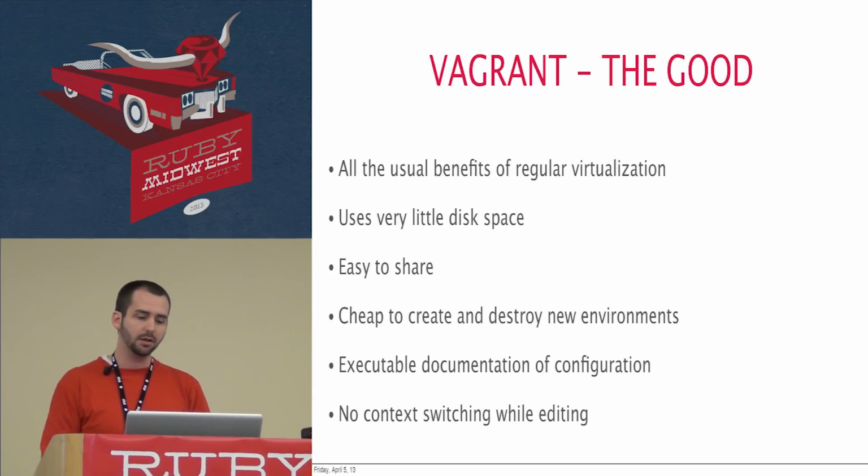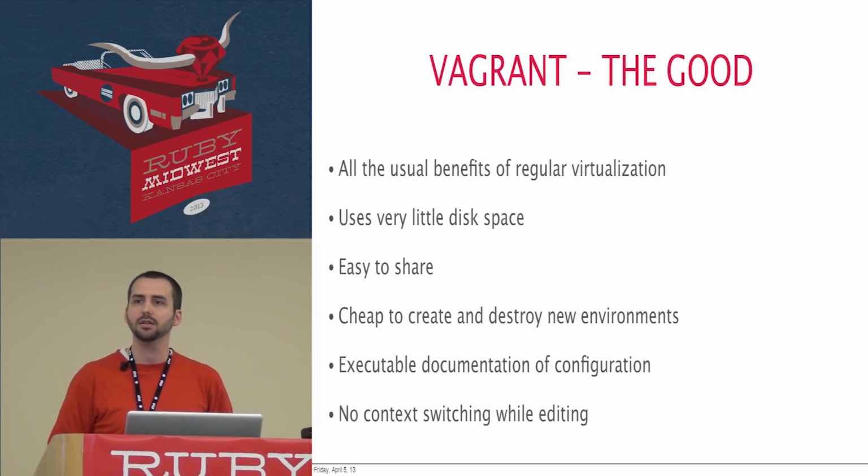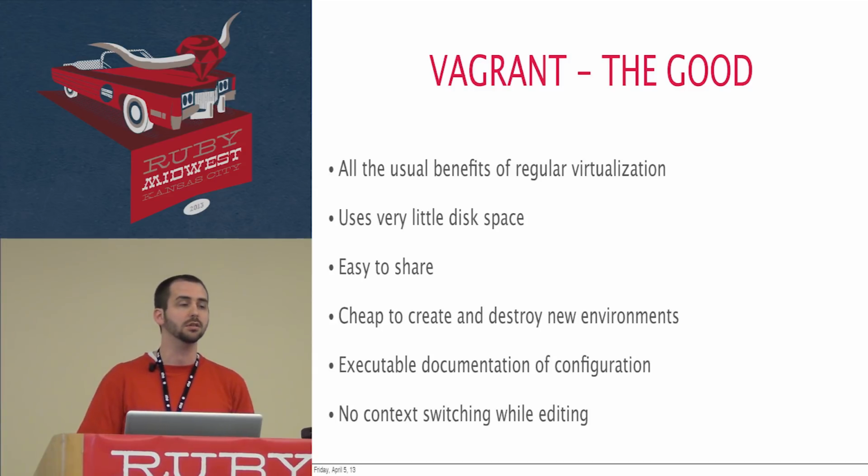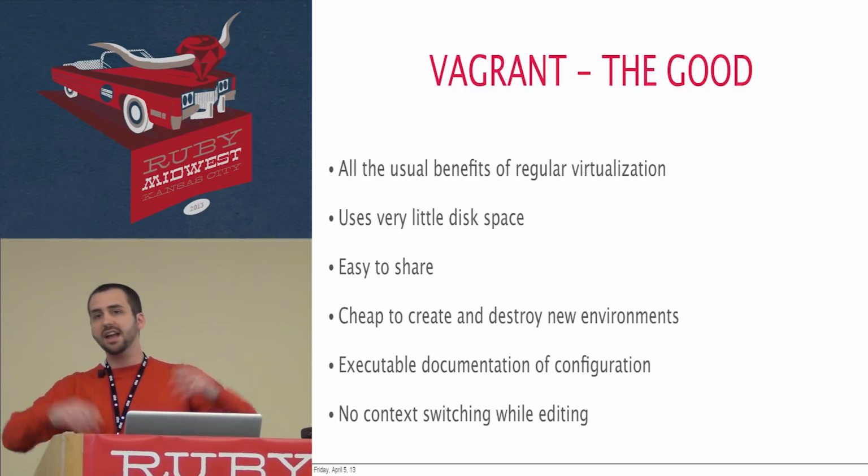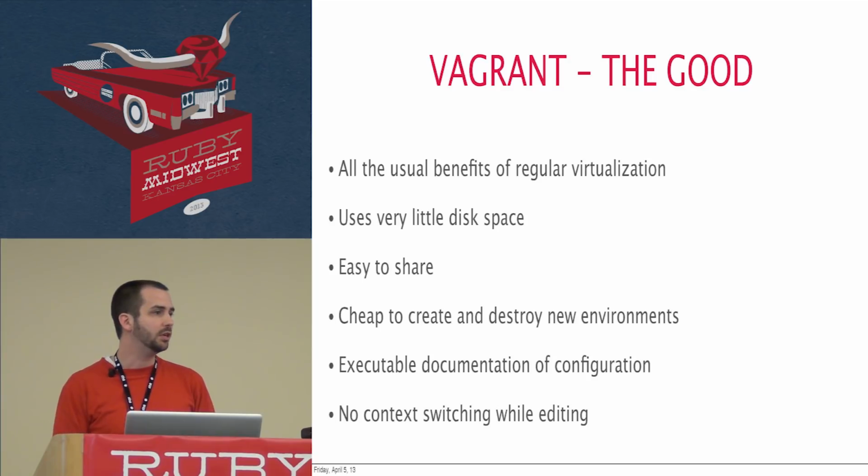Okay, so the good parts of Vagrant. All the other benefits of virtualization in terms of the easy sharing and kind of abstracting away the need for a specific machine. Uses very little disk space, super easy to share. The Git configurations are very tiny. It's cheap and easy to create and destroy environments. So if you just want to test something out or do something crazy, you can do that and try it out. And, install anything you want and not worry about it messing up your machine or causing problems or anything like that. You have executable documentation of your configuration requirements. That is huge. That's how you keep documentation up to date. And no context switching while you're editing and going back and forth.